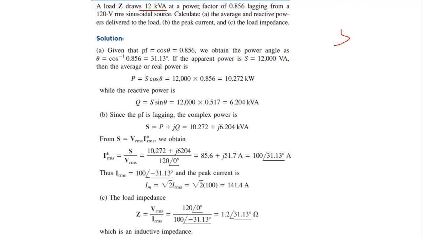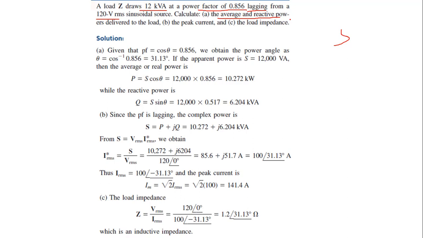Next, the power factor of 0.856 lagging. So they have given it as lagging. It means the load is inductive and the power factor value is 0.856. It means cos theta value is 0.856 and they have given the voltage as 120 RMS voltage. So VRMS is equal to 120 volts. These are the things they have given. What we have to find out? We have to find out average and reactive power. So P and Q we have to find out.